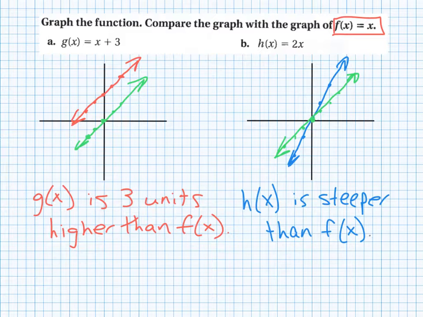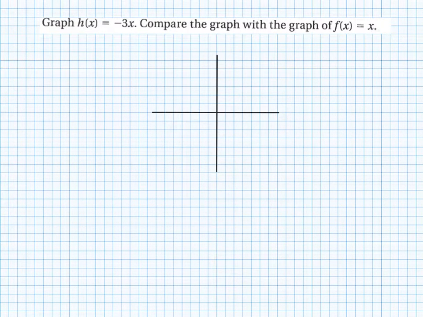So we can actually say that it's twice as steep because the slope for h of x is 2 and for f of x the slope is just 1. Let's take a look at one more example.